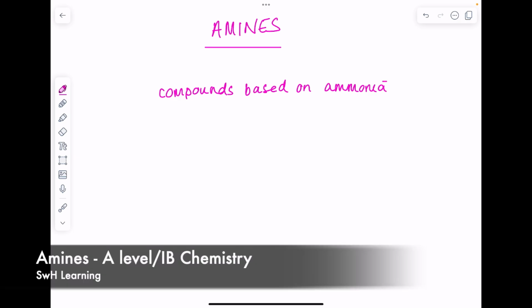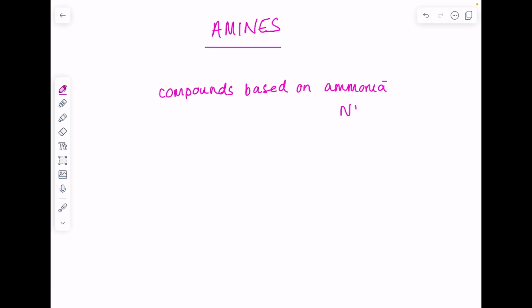Moving on to amines. Amines are compounds based on ammonia, which remember is NH3, but what you find is that the hydrogen atoms have been replaced with an alkyl group, so carbon and hydrogen, or aromatic rings, so we're building on our chemistry relating to benzene.